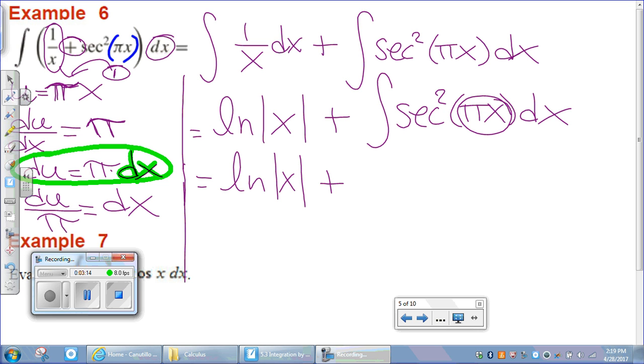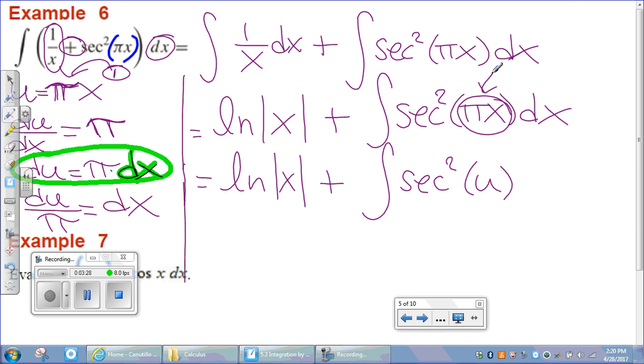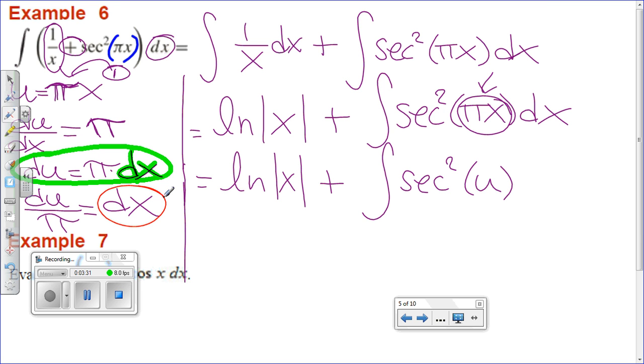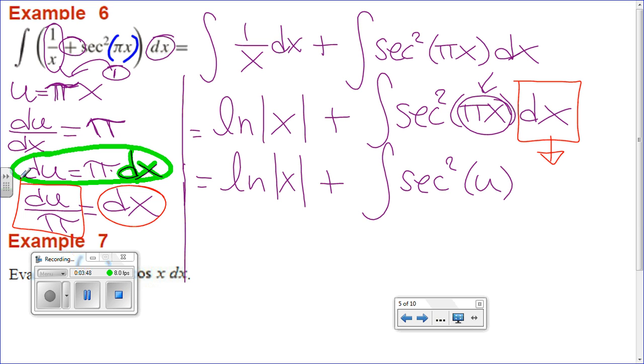What we're going to do now is use the u substitution here. So that will be the integral of secant squared of u. And the part that has the dx, we still need to make up for that somehow. So what are we going to substitute dx with? 1 over pi times du. Let's write it first like we have it here, for those of you who were not here on Thursday. So it will be du over pi.